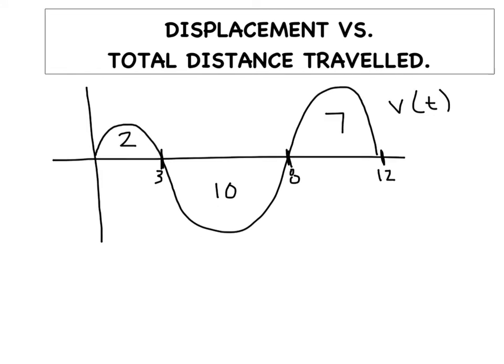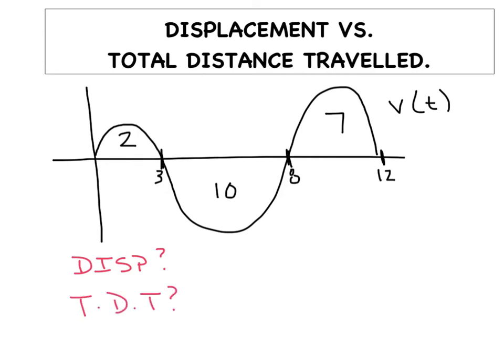So what did the particle do? He traveled 2 units to the right, and then he turned around at 3, and then he traveled 10 units to the left, and then he turned around at t equals 8, and he traveled 7 units to the right, and we just stopped at t equals 12. So again, the question becomes, what was the particle's displacement during that time interval from 0 to 12, and what was his total distance traveled during the same time frame?